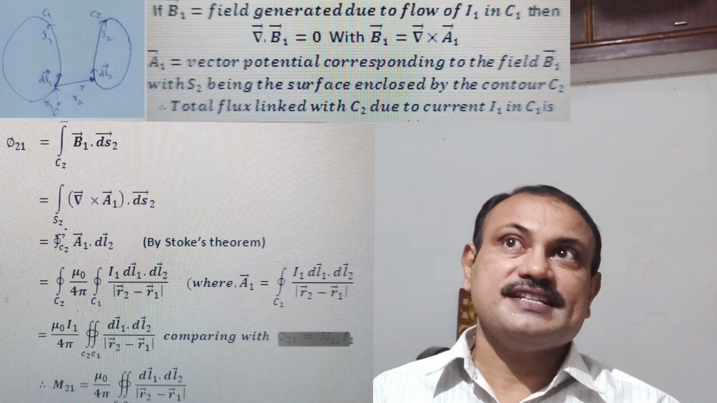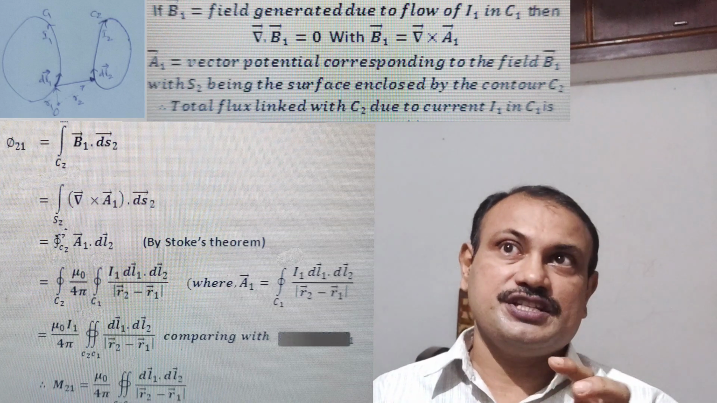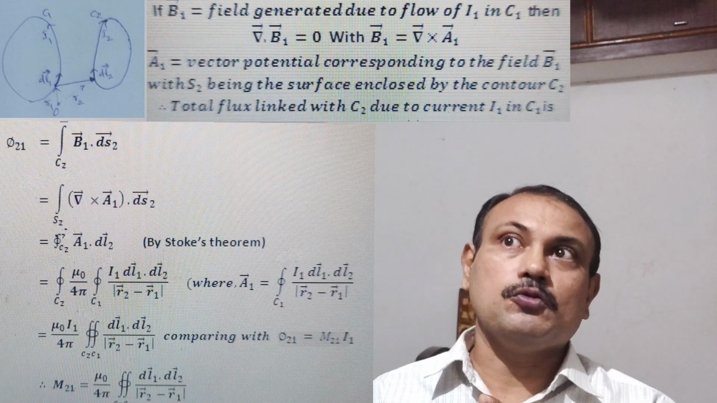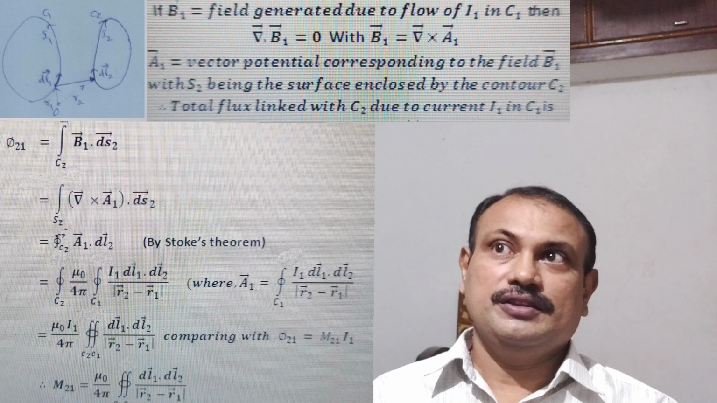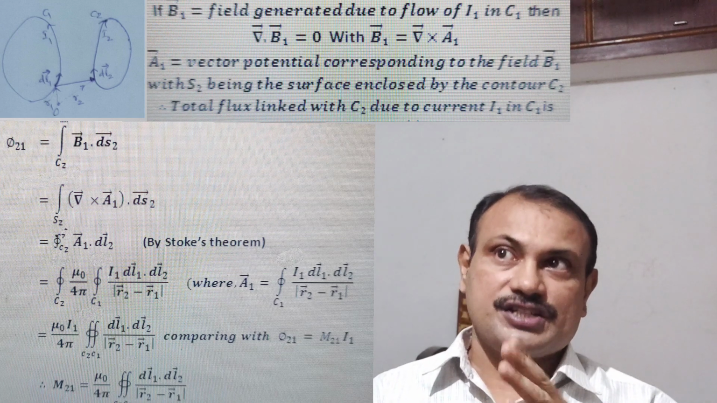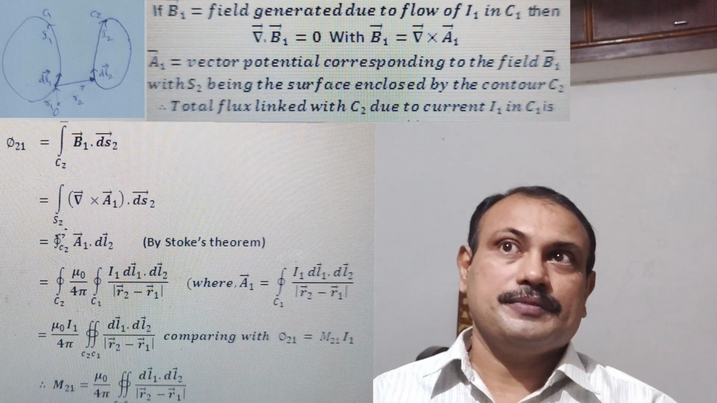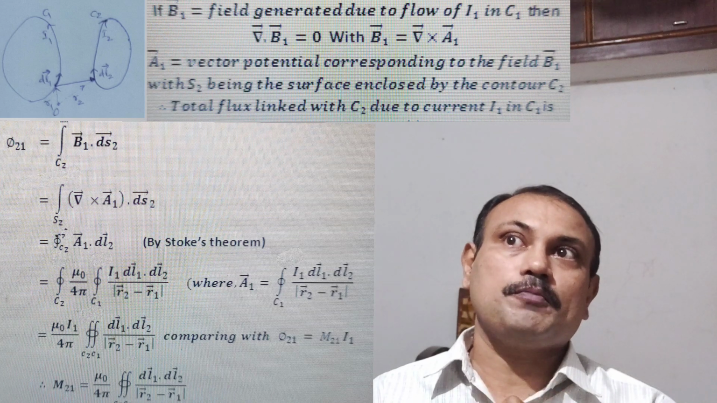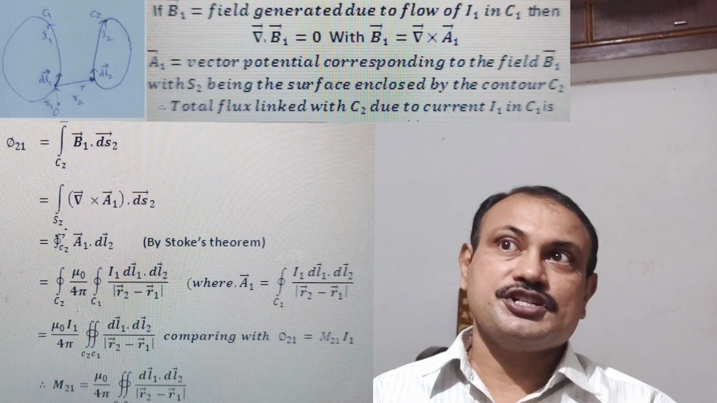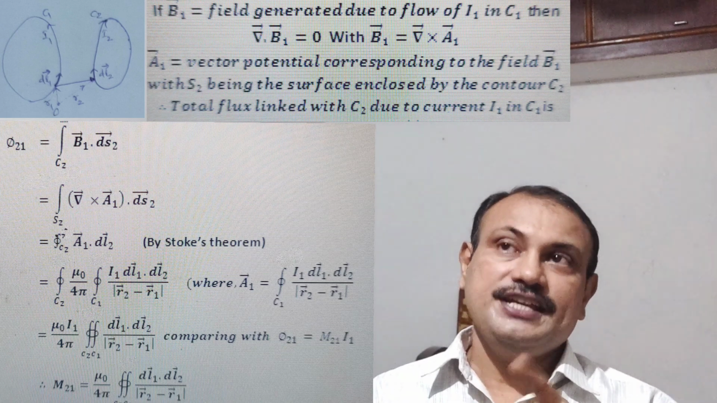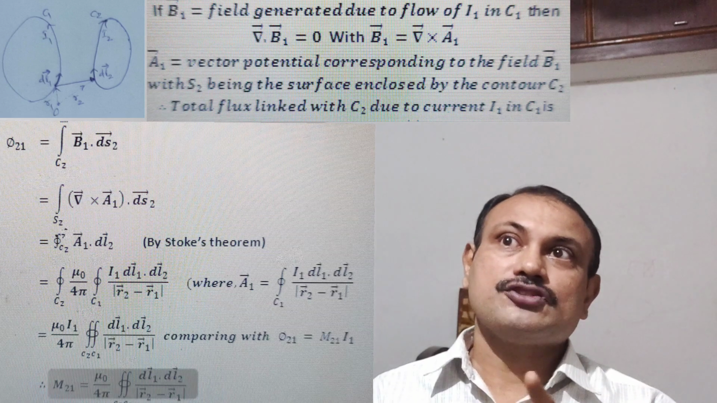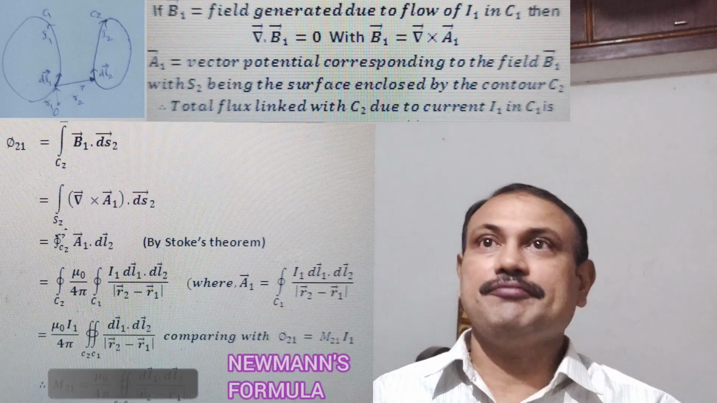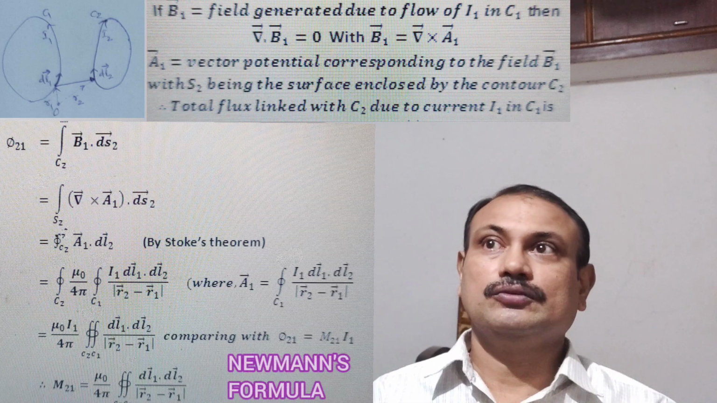And if you compare this expression, this phi 21, to capital M21 times I1, then your mutual inductance with subscript M21 can be written as mu 0 by 4 pi closed contour integral C2 closed contour integral C1 of dl1 vector dot dl2 vector over modulus of R2 vector minus R1 vector, and this is the Neumann formula for M we have seen.